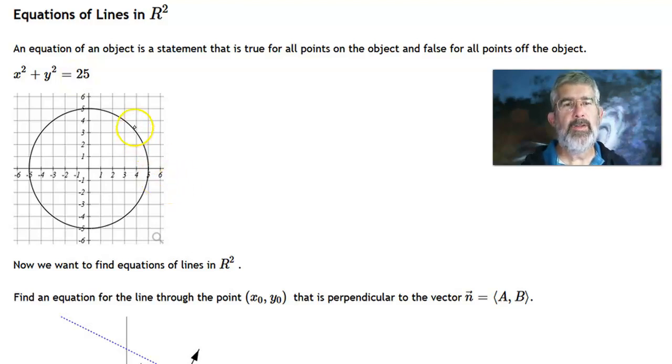So every point on this circle, it turns out, the coordinates satisfy this equation, and every point off doesn't satisfy the equation. And I point this out just because sometimes I think we forget what it is when we say find the equation for something. We're trying to find a statement that is true if and only if the point xy is on the thing we're trying to describe. Okay, so we're trying to do lines in R2.